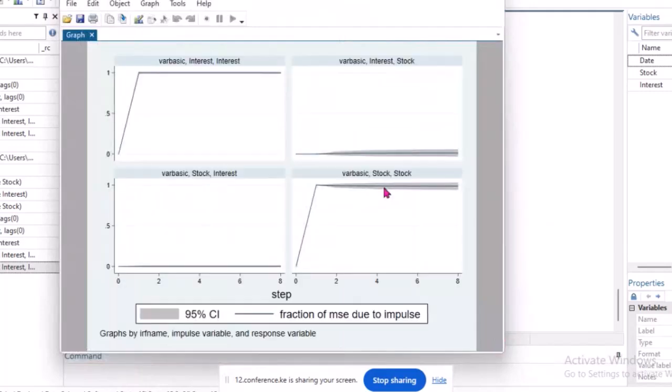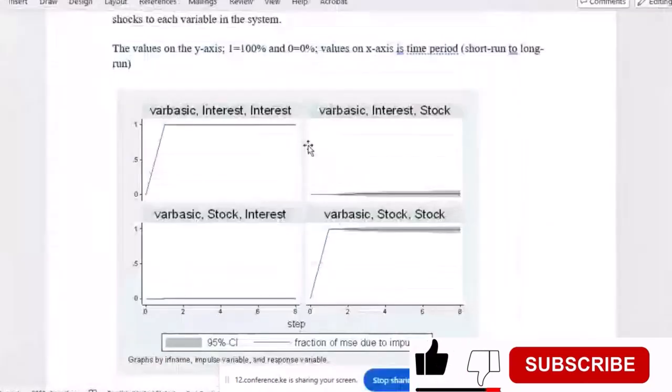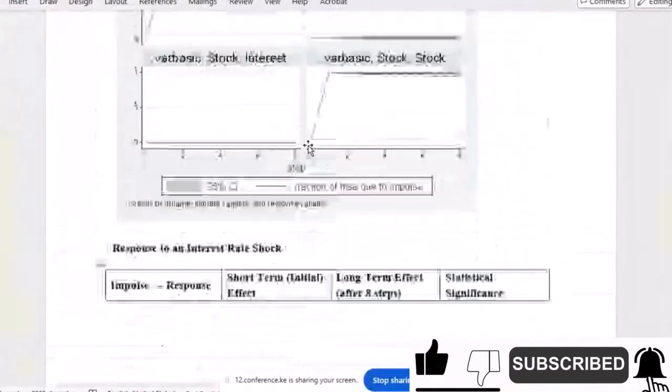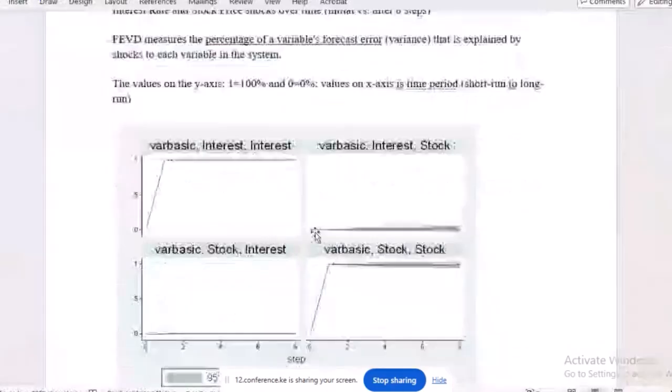So the graph in this case will be the variance decomposition. And you can see the graphs are different. So in this case, we focus on how much variance or forecast error in each response variable is explained by the interest rate and stock prices shock over time. And I have summarized these results here.